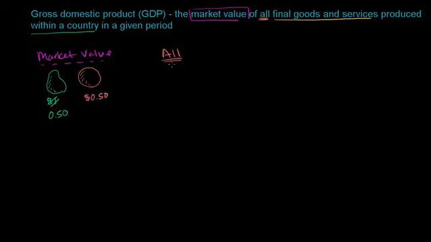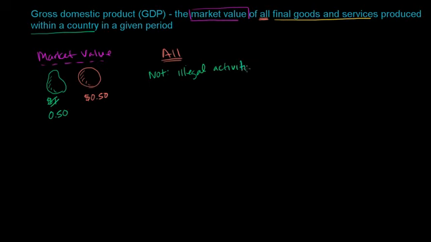Now, this won't include some things. So this does not include illegal things. If someone sells someone else drugs, we're not keeping track of it. Some would argue that maybe it should be kept track of in some way, that you have this black market in things, but you're not keeping track of illegal activity.